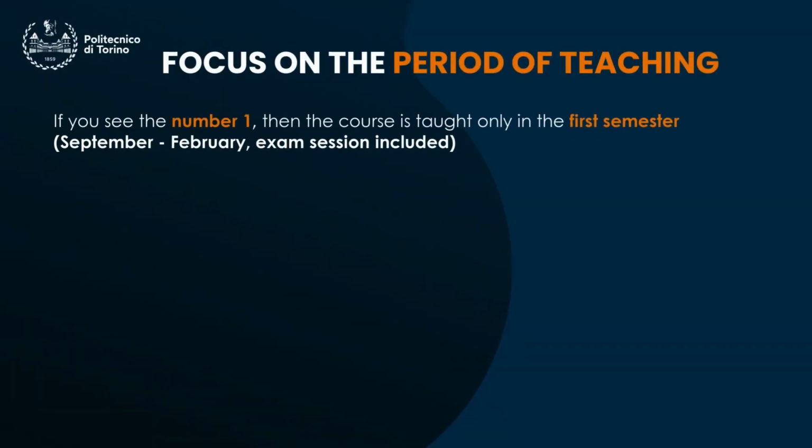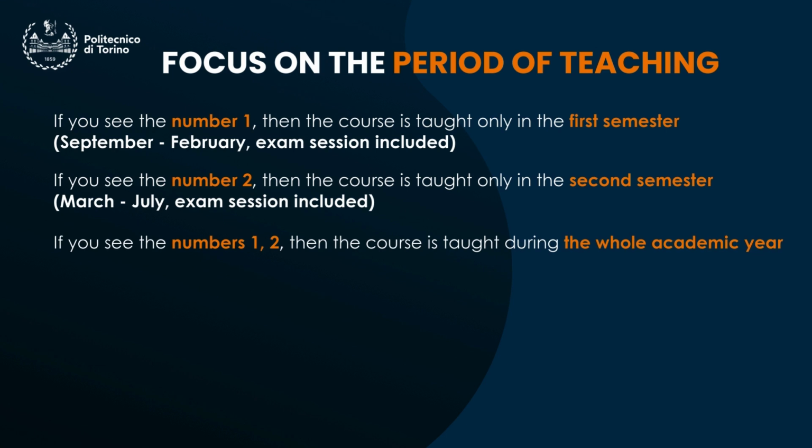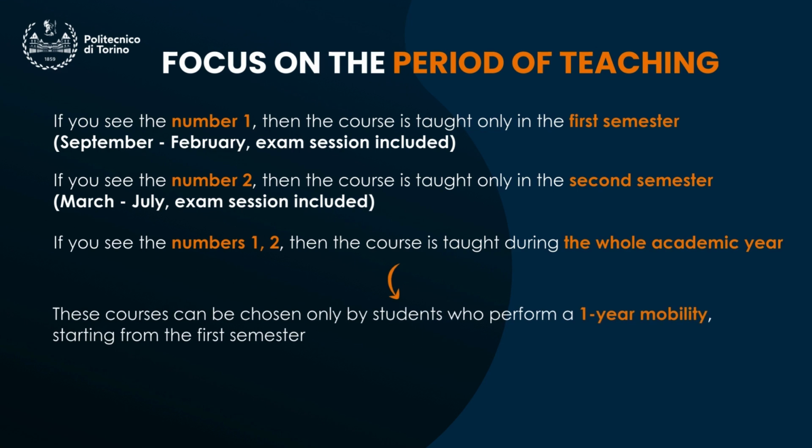If you see the number 1, then the course is taught only in the first semester, from September to February. If you see the number 2, then the course is taught only in the second semester, from March to July. If you see the numbers 1, 2, then the course is taught during the whole academic year. These courses can be chosen only by students who perform a 1-year mobility, starting from the first semester.